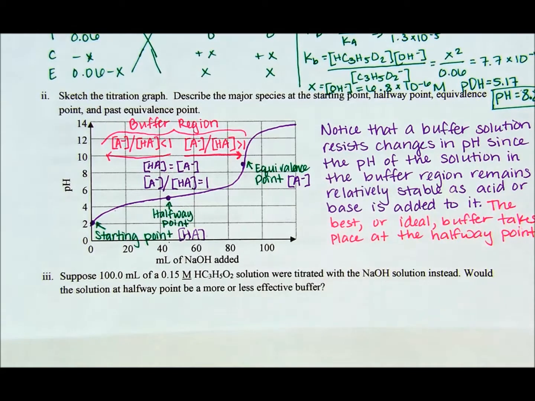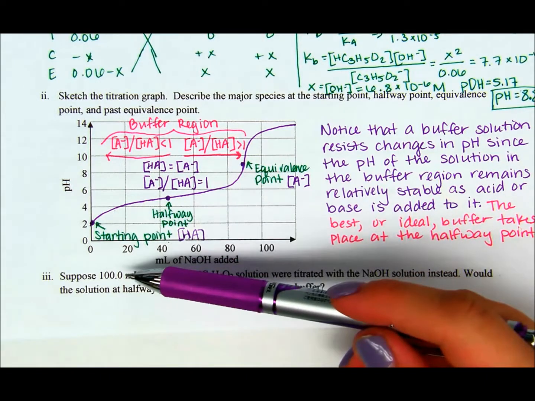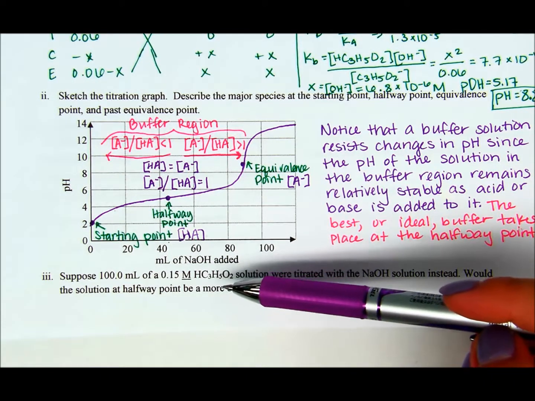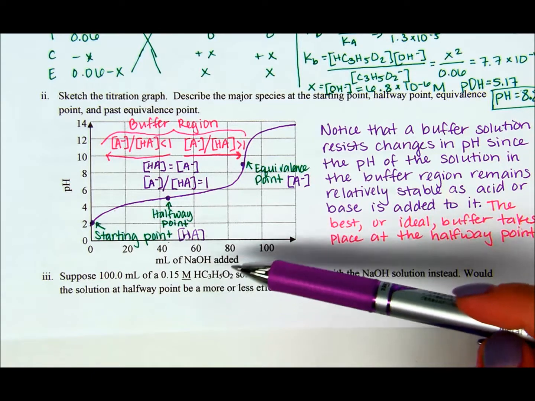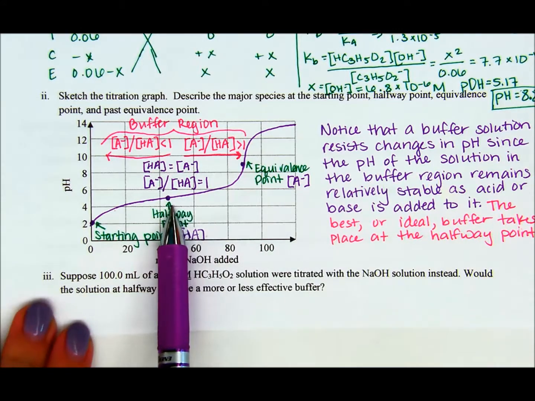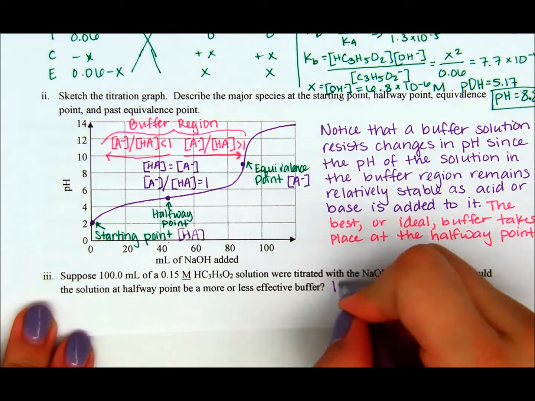Okay, part 3. Suppose instead of 60 milliliters above, suppose now we titrated more. We had 100 milliliters of the same concentration solution, titrated with the sodium hydroxide instead. Would the solution at the halfway point be a more or less effective buffer? Well, because we started with more milliliters, and we have more moles as a result of our acid, this is going to be a better buffer, because now there are more moles of acid to react, more moles of acid in the end here to absorb more moles of base or more moles of acid this way. So it's a better buffer.